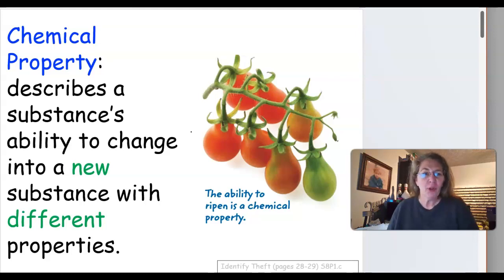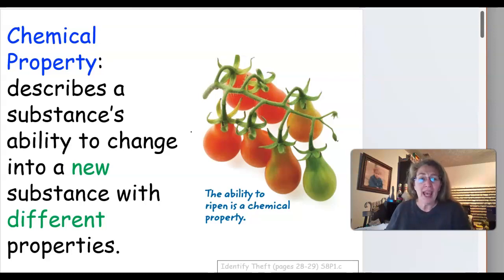Remember that the vocabulary words are probably good things to highlight as you're reading your textbook pages. A chemical property has to do with when something changes to a new substance. If I took a tomato and I smashed it, it's still a tomato. It was a tomato when it was regular shaped, and when I smashed it, it's still a tomato. So those would be physical characteristics. But if I took that tomato and I ate it, in my stomach that tomato is going to undergo chemical changes and provide nutrients for my body.